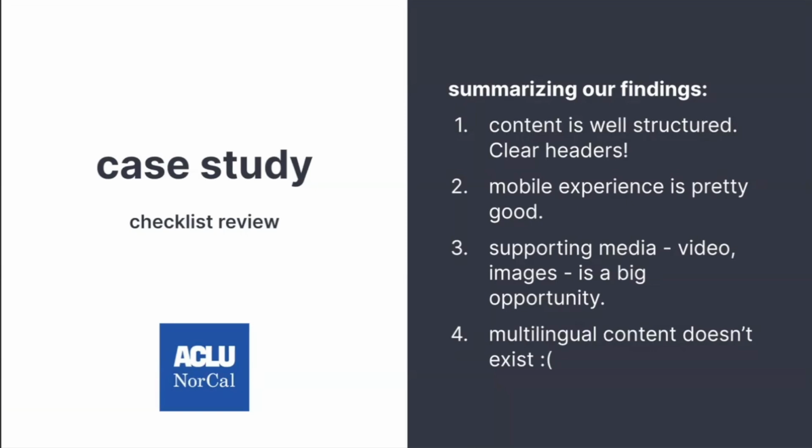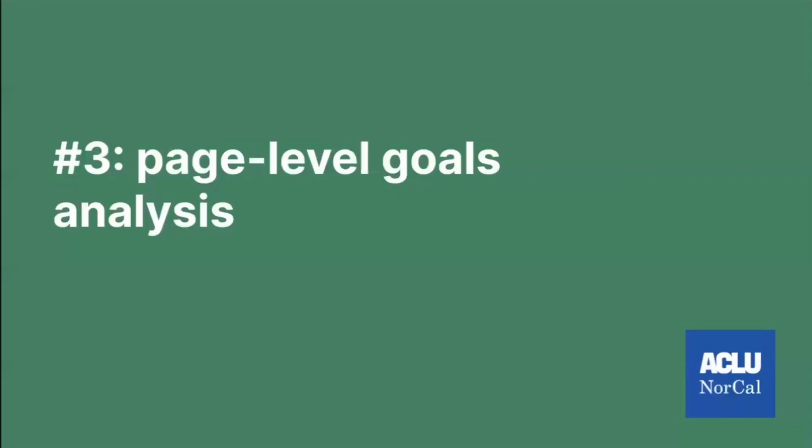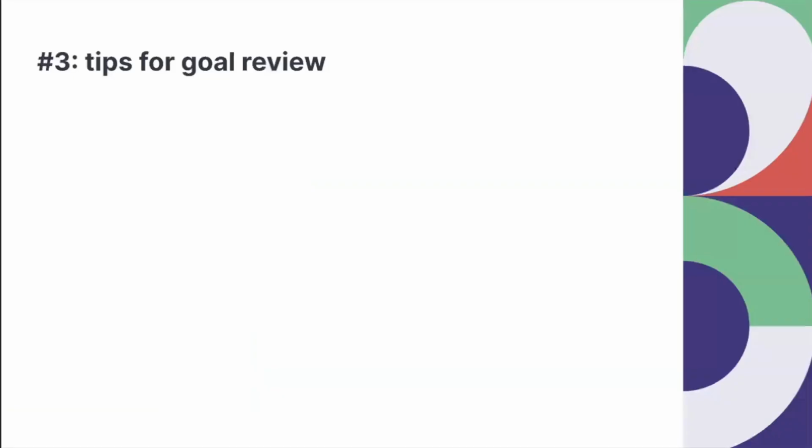And again, if one of our strategic goals is to deliver information to a diverse group of people, then having multilingual content available is a really important feature there. So the last step of all of this was, again, during our organization process, we outlined our page level goals that we wanted to hit on. And so we go through and do a page level goal analysis.